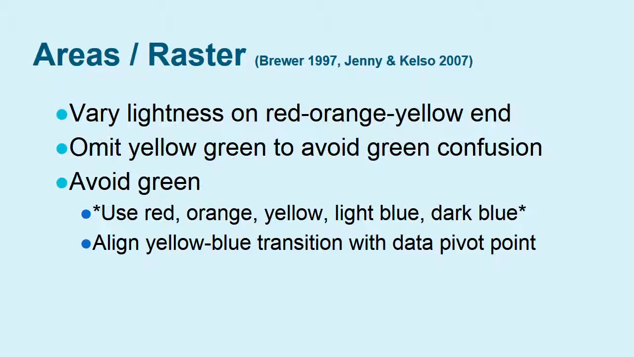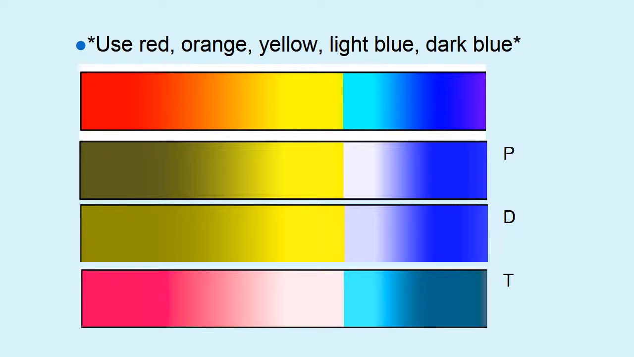Now I recommend you look at the illustrations in Jenny and Kelso. That article is available online and it's in my references, so check that out because they have some really good illustrations. So looking at this all together, what I've done is I tried to use just a red, orange, yellow, light blue, dark blue range here, and you can see the effects on those different populations.